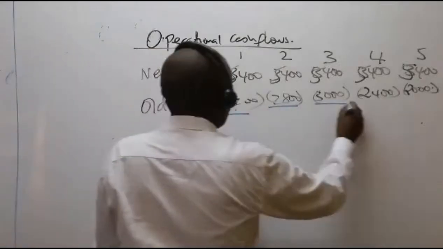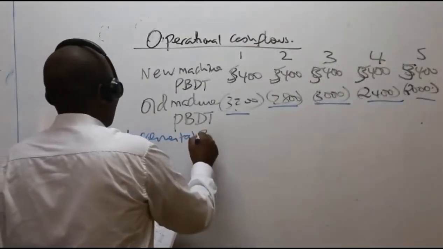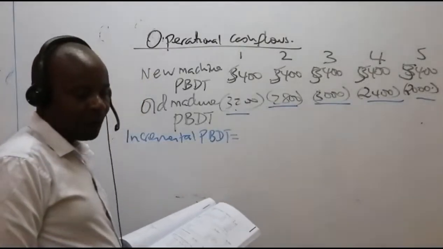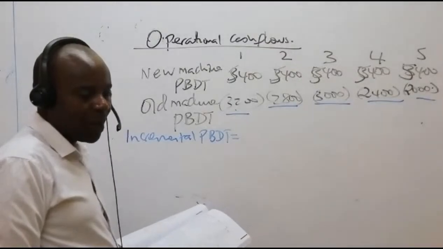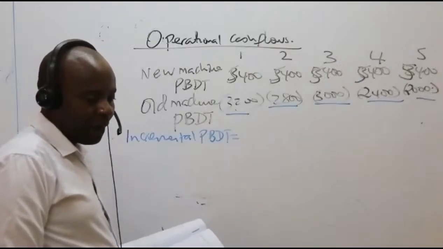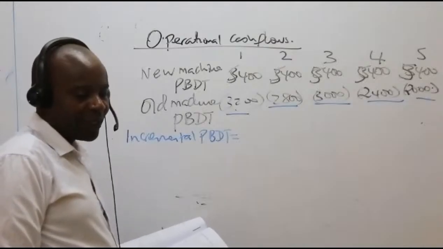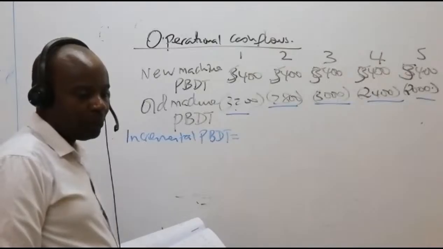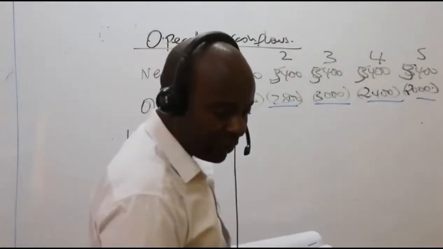Is there somebody who is able to give us that incremental PBDT? What figures do we have, somebody here? The first one, 5,400 minus 3,200. Please give me the figures very fast. I'm not seeing anybody giving me any figure.